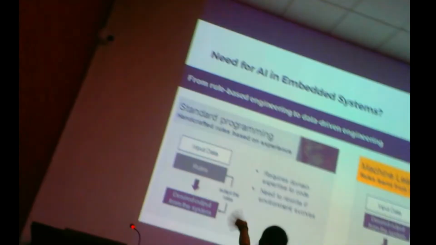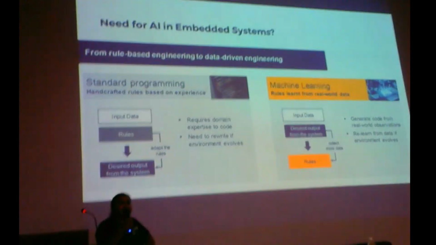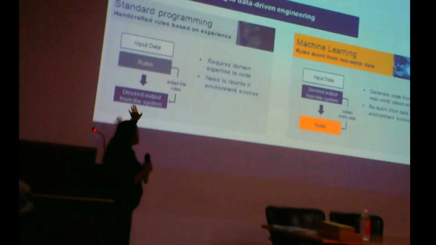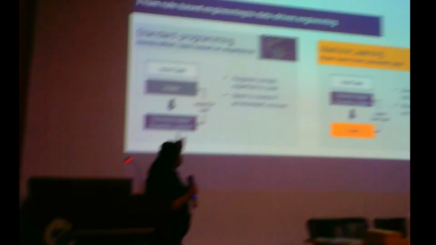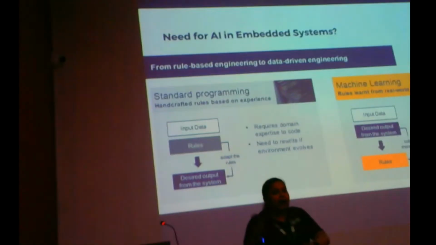But now I will tell you about standard programming and the machine learning part. So here basically we have input data. We have given A and B. Then we set a rule, sum of two numbers, and it will give you the output. But we can't use this output in a microcontroller or any other hardware.